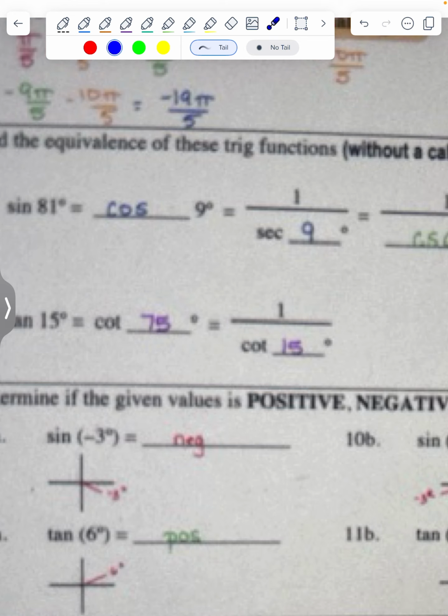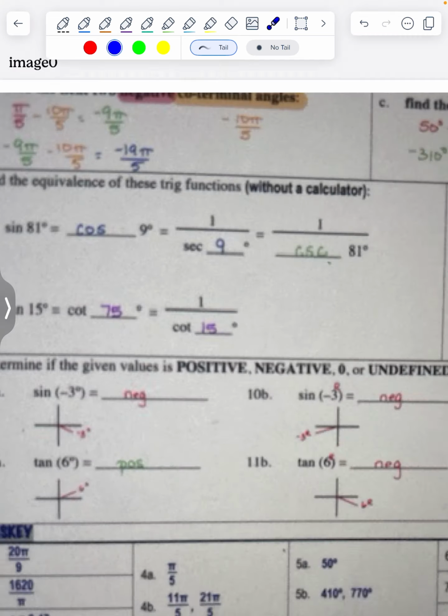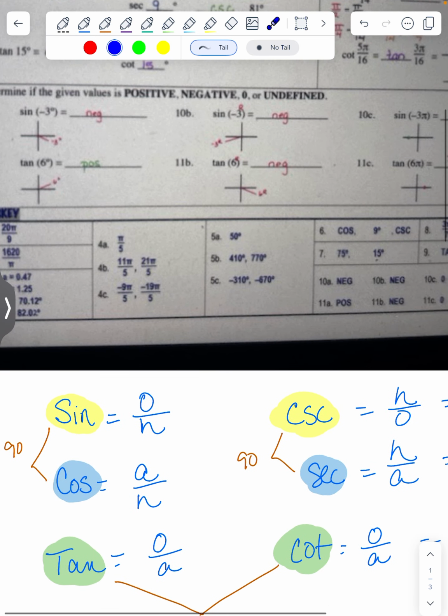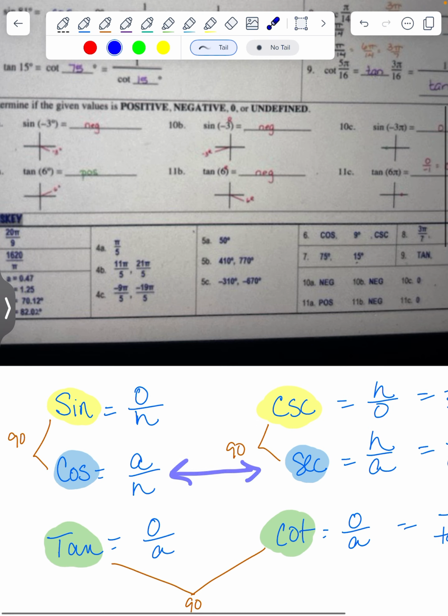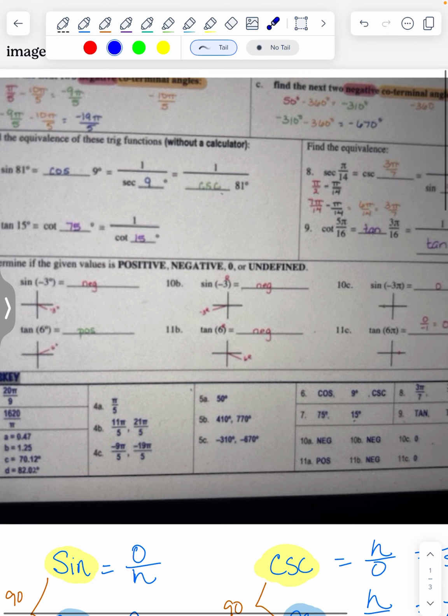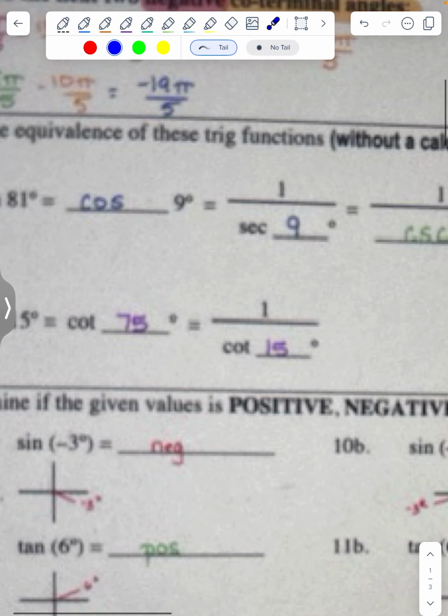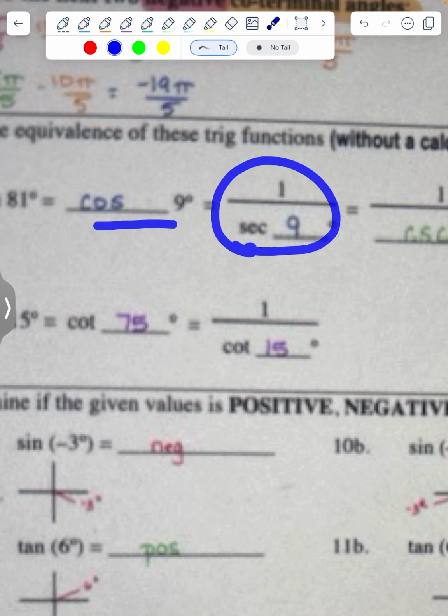Okay, and then cosine, remember who's friends with who now? Sine and cosine make 90. They're BFFs. But secant and cosine are reciprocals of each other. So if they're giving you the cosine of 9, then the 1 over the secant of 9 is the same. Like this is this. So who are the across buddies?